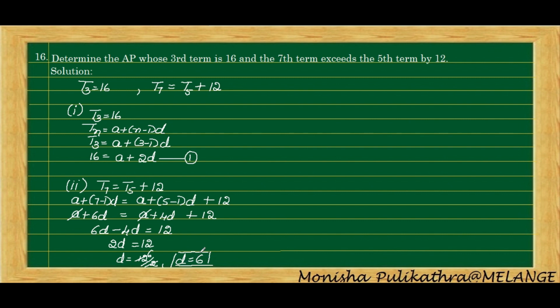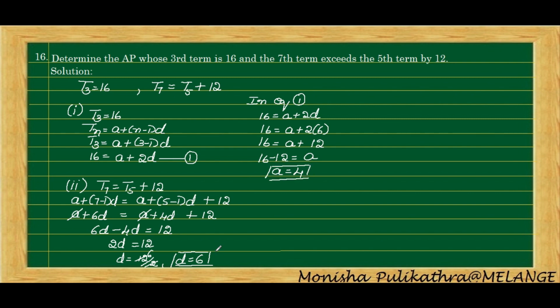After getting the common difference, we need to substitute this value of D into equation 1. So equation 1 is 16 is equal to A plus 2D. So 16 is equal to A plus 2 into, instead of D we need to write the value of it, that is 6. Next, 16 is equal to A plus 2 sixes are 12. Next shift 12 to the left hand side, it will become minus 12. 16 minus 12 is 4. So this is the value for A.